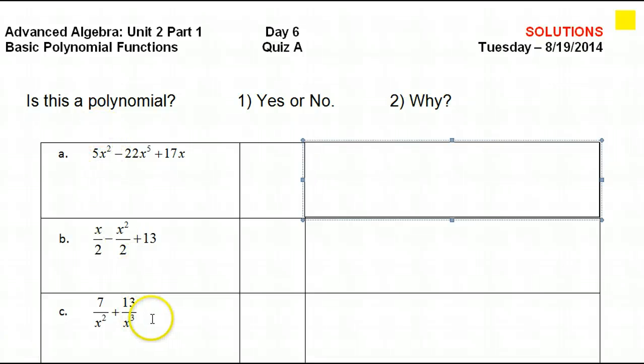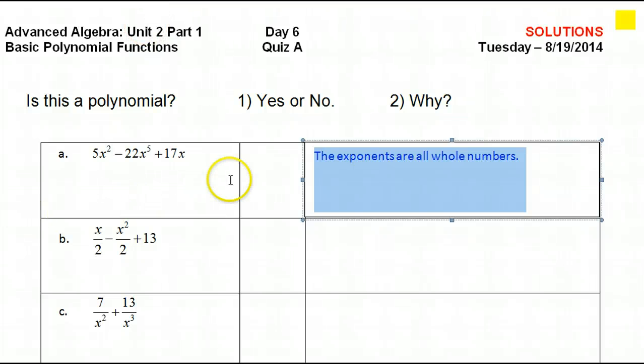Alright, so are these polynomials? Well, a polynomial is going to be a term or sum of terms that meet two main criteria. The first one is the exponents have to all be whole numbers. So as I look at these exponents, I see 2, 5, and this is a power of 1. Those are all whole numbers. There are no negatives or fractions or anything like that.